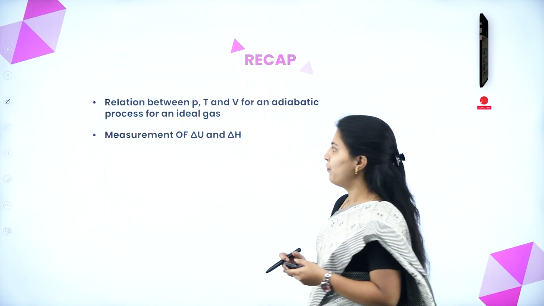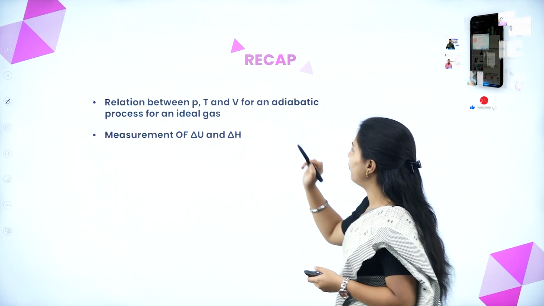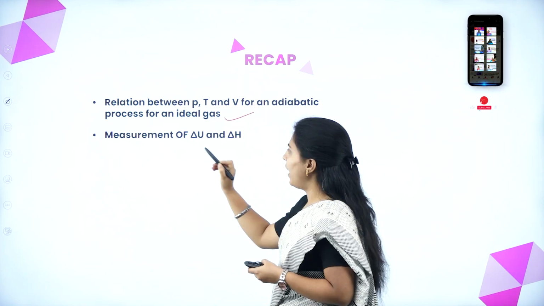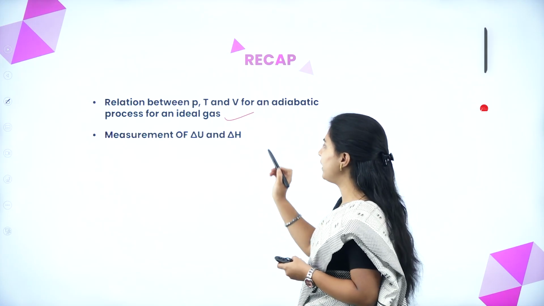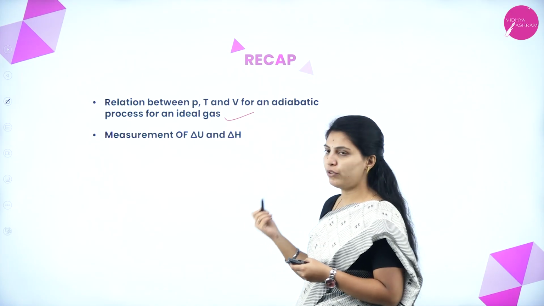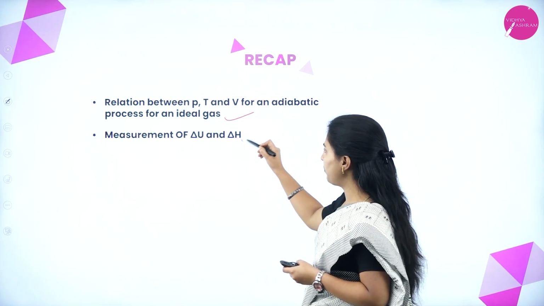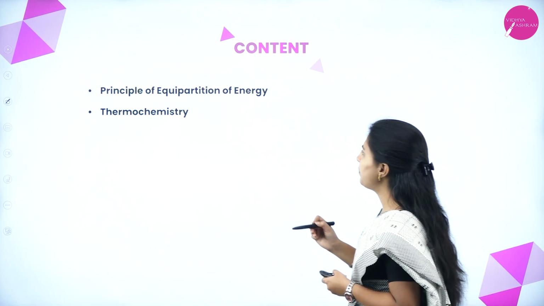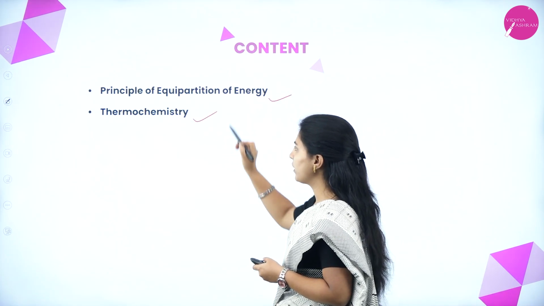In the last class, we discussed the relation between pressure, temperature and volume for an adiabatic process for an ideal gas, and the measurement of delta U, that is internal energy, and delta H, that is enthalpy, and how they are measured by bomb calorimeter. It was also discussed in the previous session. In this session, we will discuss the principle of equipartition of energy and thermochemistry.